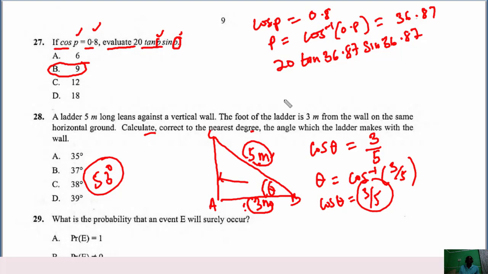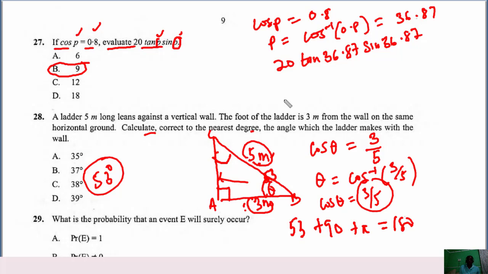Let's move on. The same question 28. It said the angle the ladder makes with the wall. So you are talking about this angle. So after finding this 53, you still move on to find this. So it will be 53 plus 90 plus, let's say, x will give us 180, because here is 90 because it's a right angle triangle.